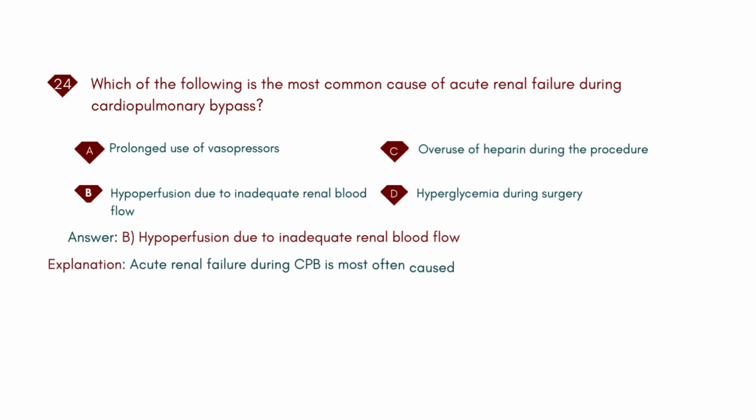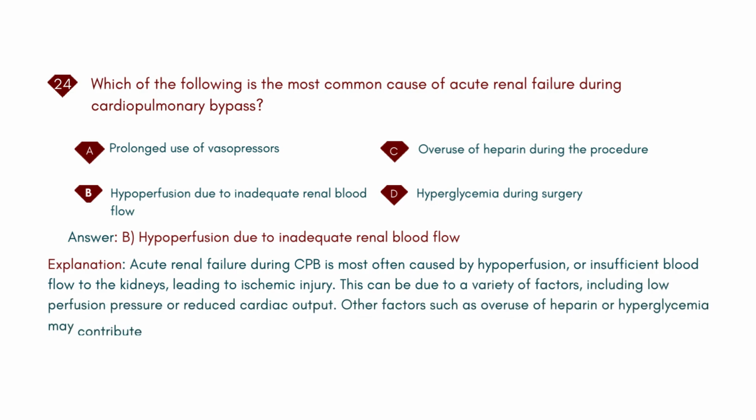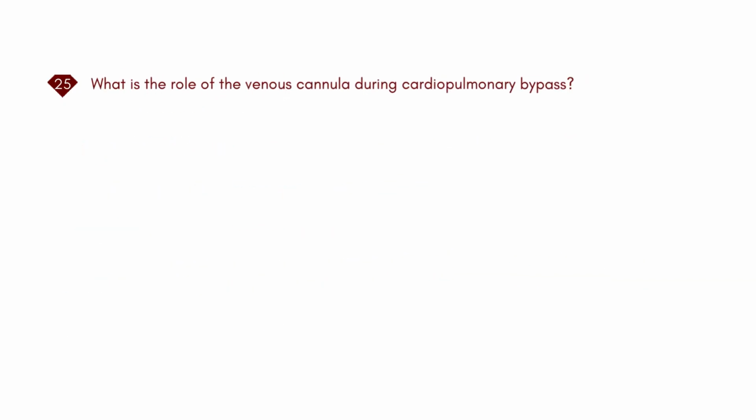Explanation: acute renal failure during CPB is most often caused by hypoperfusion, or insufficient blood flow to the kidneys, leading to ischemic injury. This can be due to a variety of factors, including low perfusion pressure or reduced cardiac output. Other factors such as overuse of heparin or hyperglycemia may contribute to renal complications but are not the most common causes. What is the role of the venous cannula during cardiopulmonary bypass?